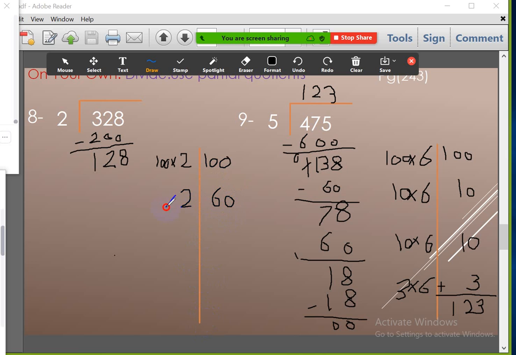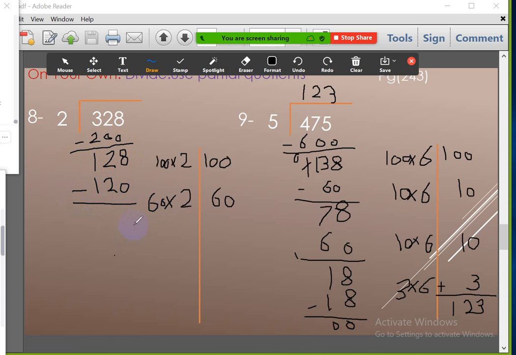Because 60 multiplied by 2 equals what? 6 multiplied by 2 equals 12, and I have to put 0 next to the answer, so it will be 120. That means it will be closer to 128, so I can subtract it from 128.